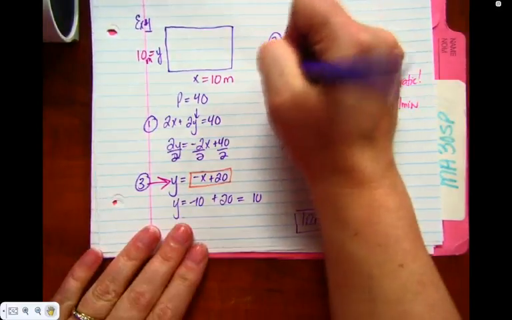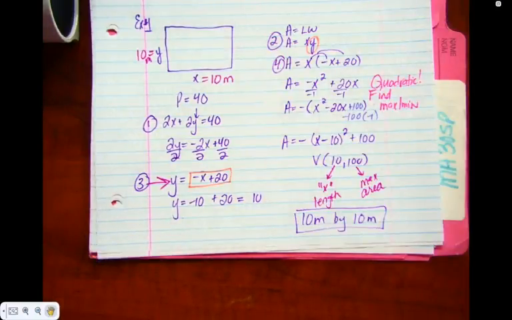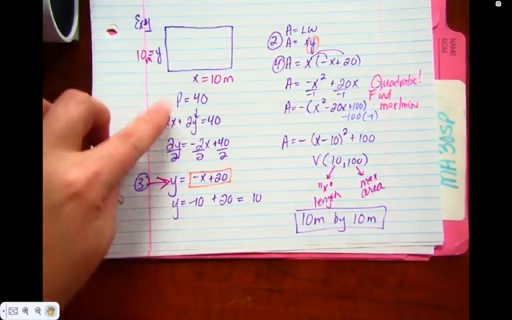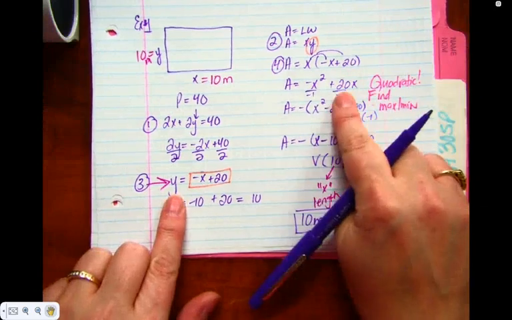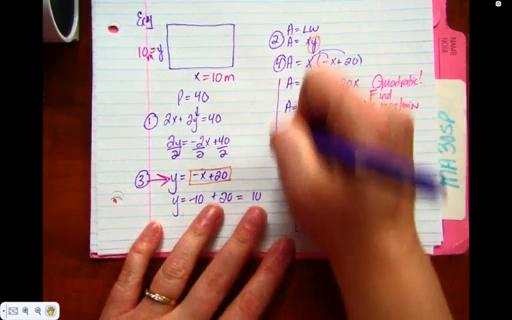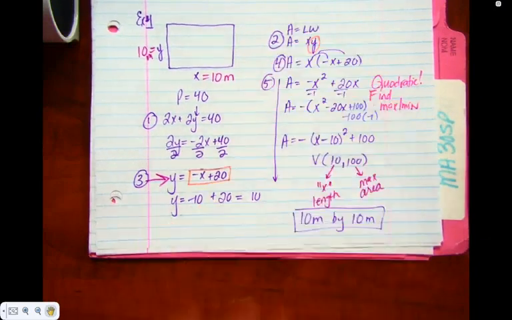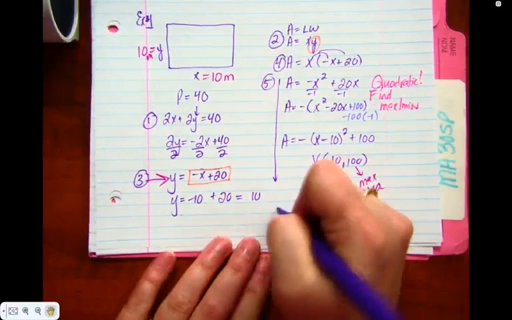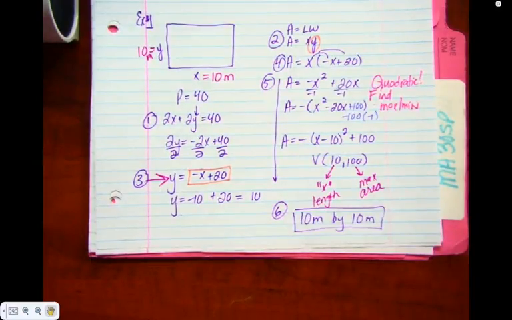Step 4 is I substituted that value for y back onto the right. So I went from the left to the right to the left to the right, if you notice that. Step number 5 in here is completing the square. And 6 was just stating the final answers of the question.